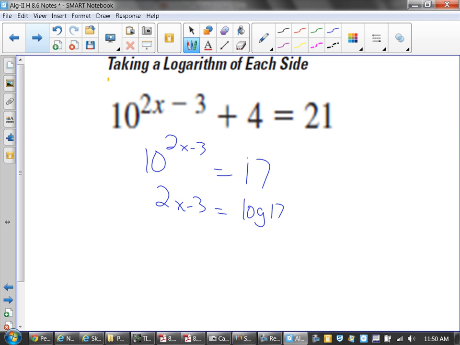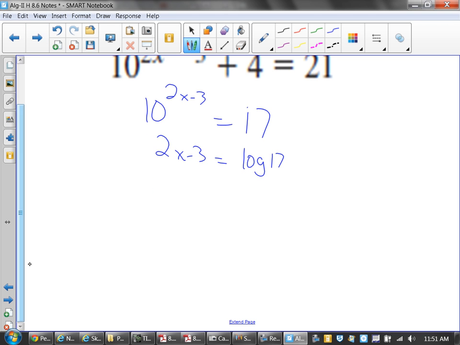Now, log of 17 is some crummy looking decimal. So here's what we do. In order to continue solving for x, what do you have to move next? Okay, and then divide by 2. So x is going to wind up equaling the log of 17 plus 3 all over 2.